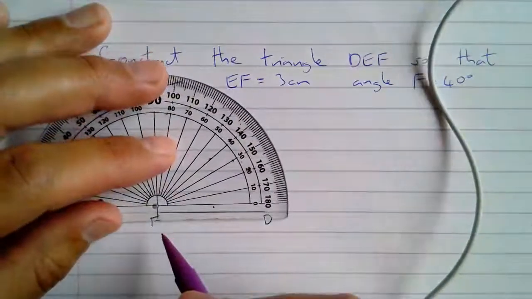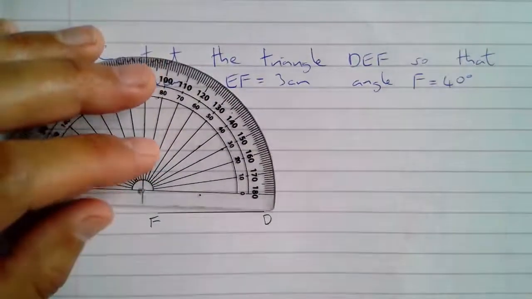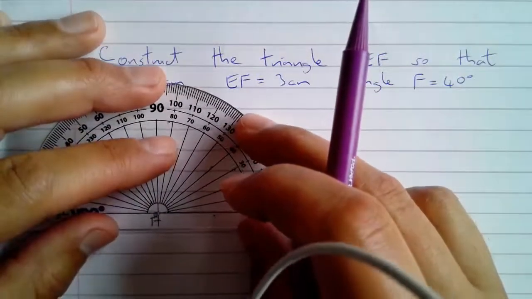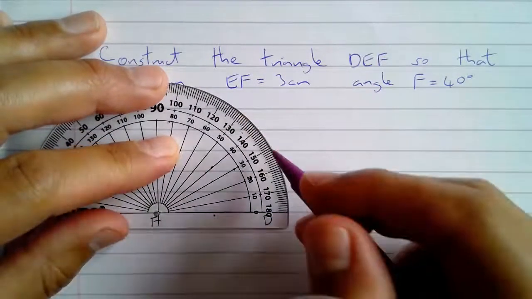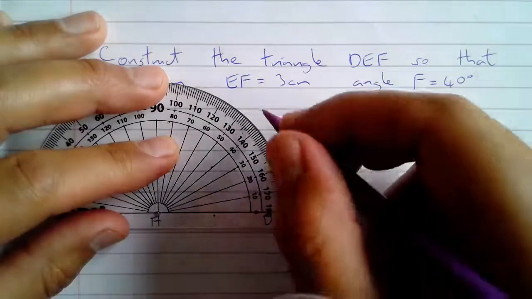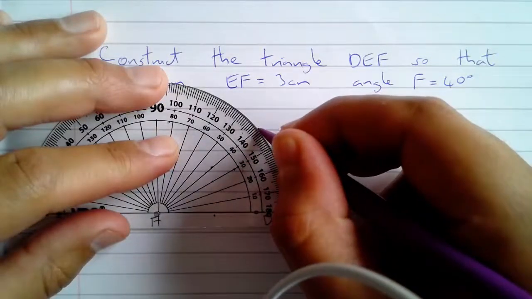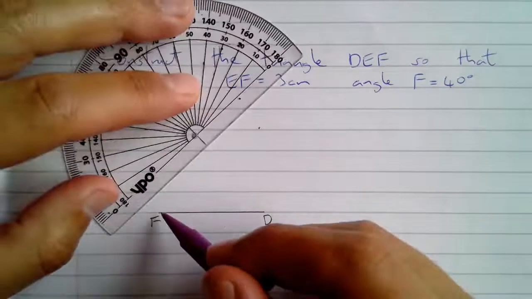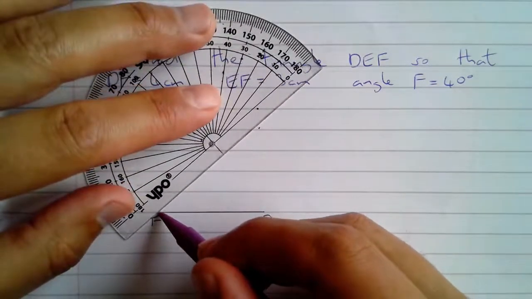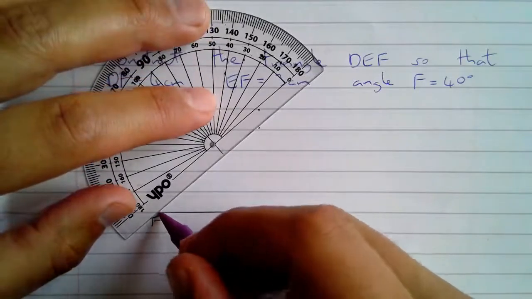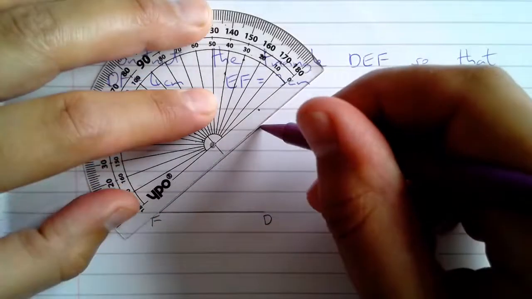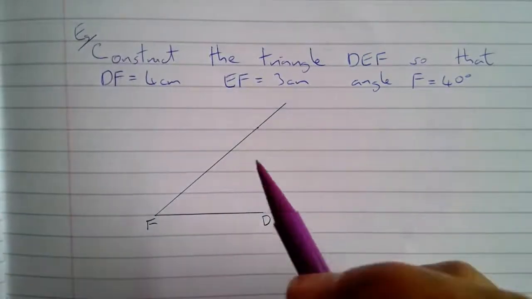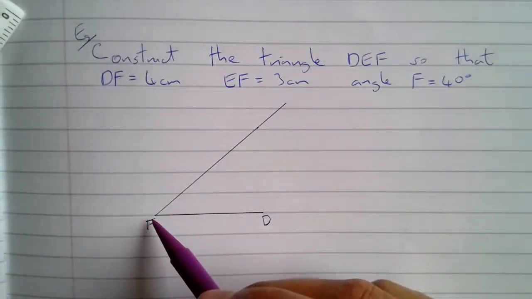So if that's F, I know F needs to be 40 degrees, so I'll move that out of the way. So I line it up again, go around to 40 degrees. I'm going anti-clockwise, so I need to use the inner loop. There's 40 degrees there, and I'm going to draw a nice long line from F through that point.